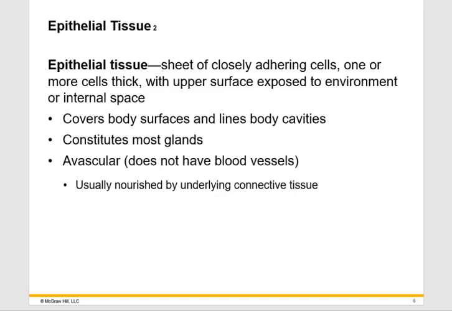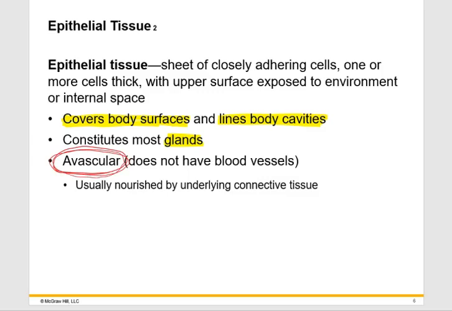Epithelial tissue is responsible for covering all of our body's surfaces, forming the outermost portions of our skin, our epidermis. And then the epithelial tissue is also going to line body cavities. Our glands, for the most part, are made of epithelial tissue. One key characteristic to note is that epithelial tissue is avascular. It does not contain any blood vessels.